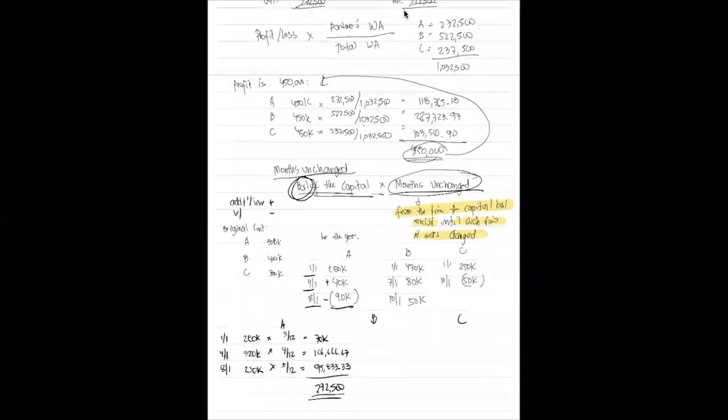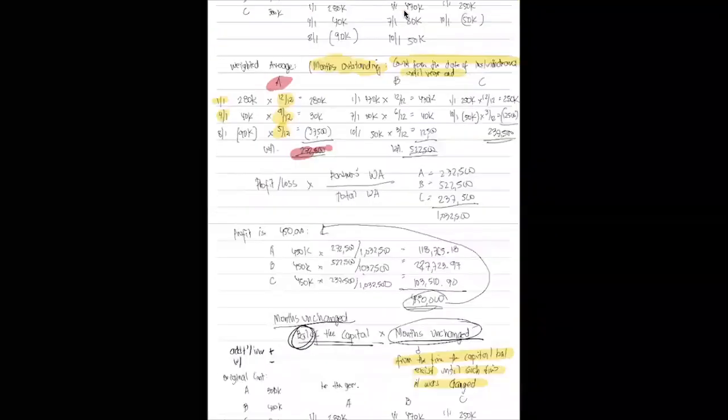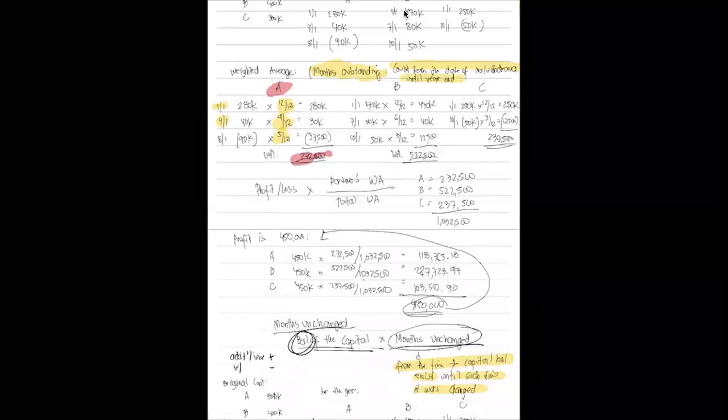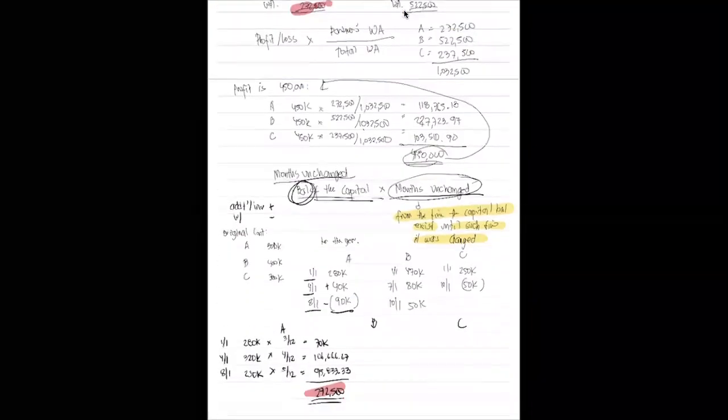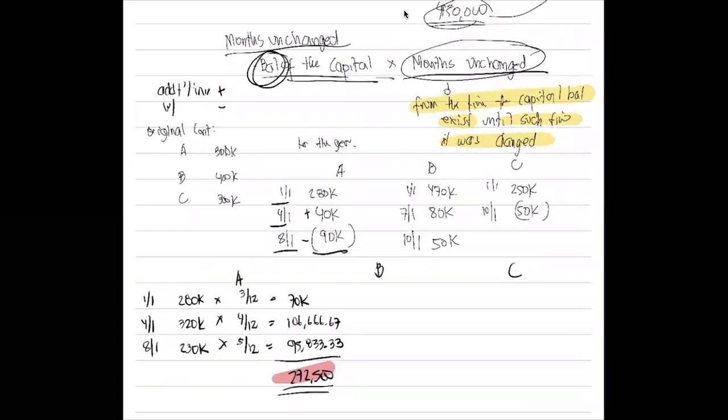Check natin, guys. Magkano yung na-compute natin kanina dito? Andito siya. Ayan. Kay A, 272,500. Pagdating dito, 272,500 pa rin. So, either way, guys, pareho lang yung makukuha natin. Magkaiba lang yung method. Why am I presenting this one? Para alam ninyo mag-compute kung ano man yung method na gusto ninyo or mas madali sa inyo. Whether it is weighted average using months outstanding or weighted average using months unchanged. Clear? That's for A. We do it for B.